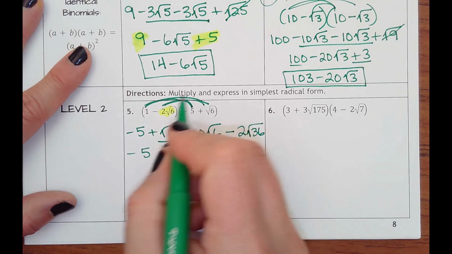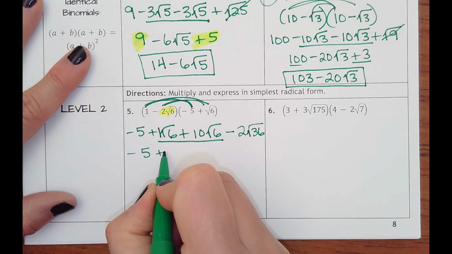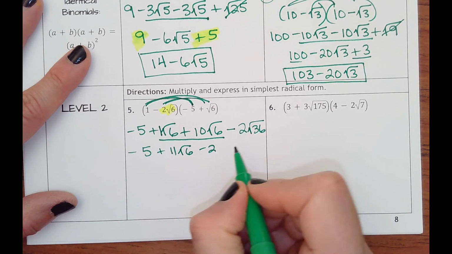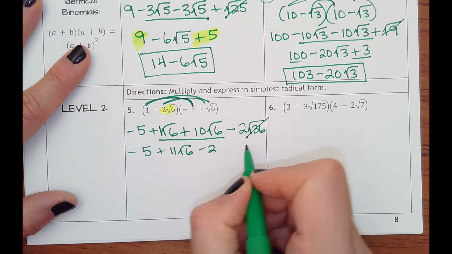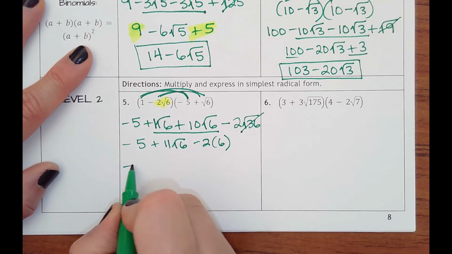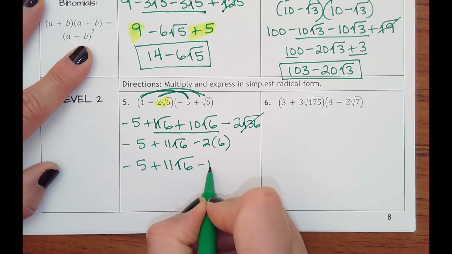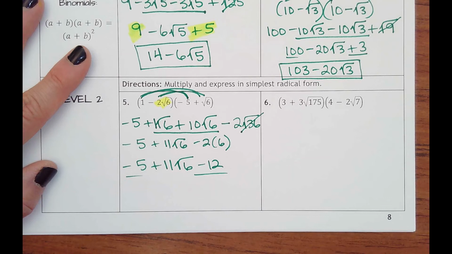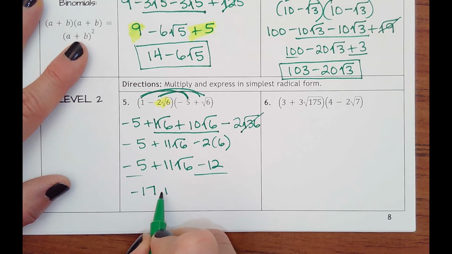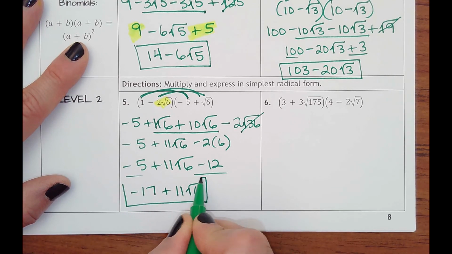Then I can combine these. So this is a 1 square root of 6 plus 10 square root of 6. That makes 11 square roots of 6. And then this is really negative 2 times 6. And negative 2 times 6 is negative 12. And then I'll combine my negative 5 minus 12 more would be negative 17 plus 11 square roots of 6.